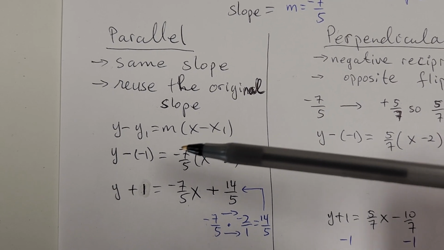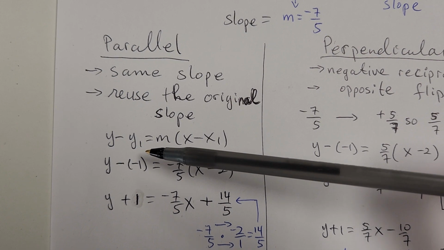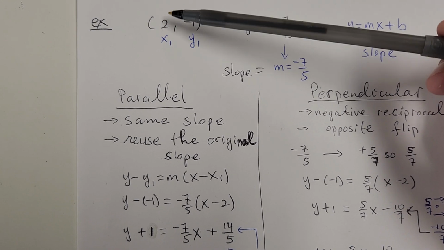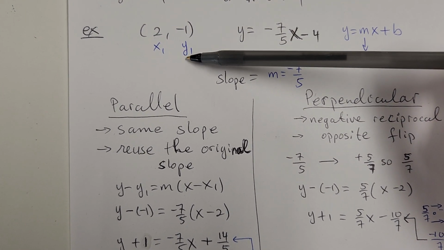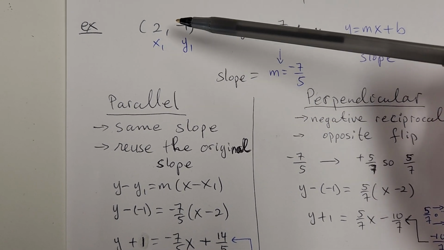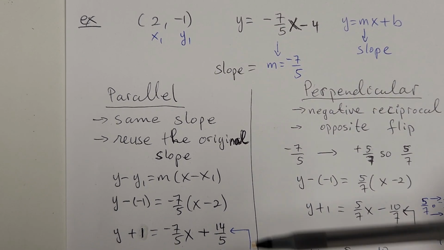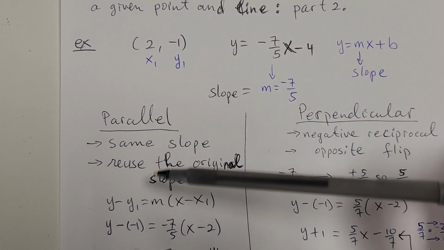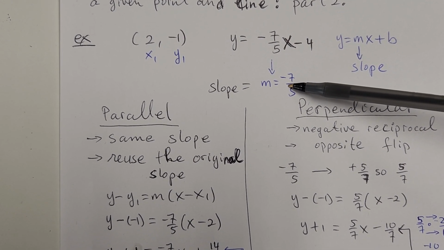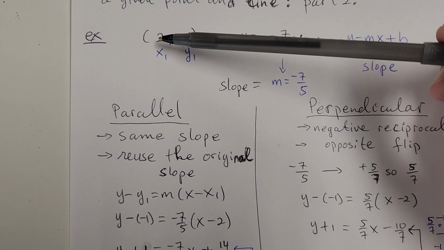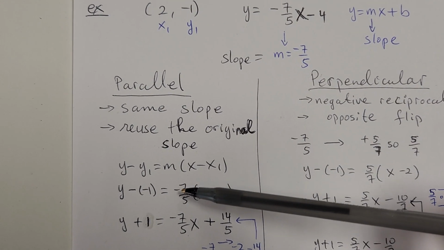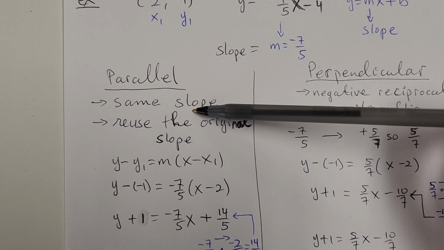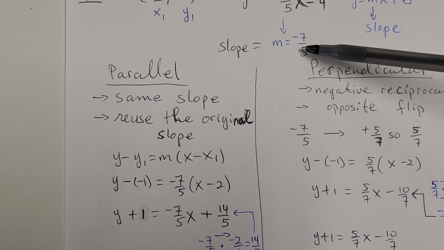Same formula here. This is the point-slope form where I have y minus y1 = m times (x minus x1). Well, the given point is 2 is x1, negative 1 is y1. So now just plug the numbers in. So y1, which is negative 1, m, which is my negative 7/5 slope, and then x1, which is 2. Okay, again, why are we using negative 7/5? Because based on the definition of parallel, you want the same slope. So we are going to reuse negative 7/5.